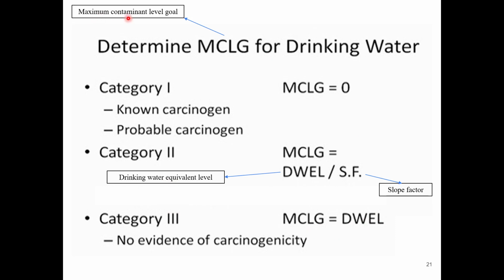So the maximum contaminant level goal is mainly dependent on the carcinogen. This slope factor is also dependent on the carcinogen only. So when we are sure that a carcinogen is present, it is 0. When there is uncertainty, we use some slope factor. And when there is certainty that there is no evidence of carcinogenicity, the maximum contaminant level goal, or MCLG, is directly equal to the drinking water equivalent level, or DWEL.